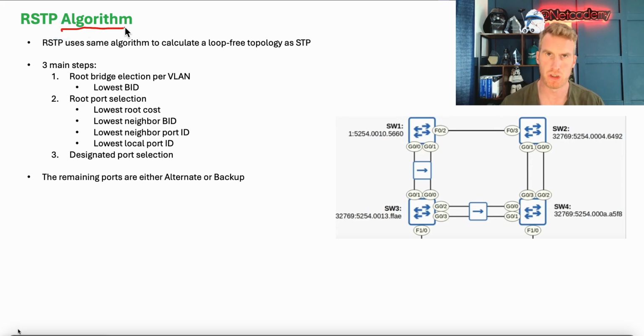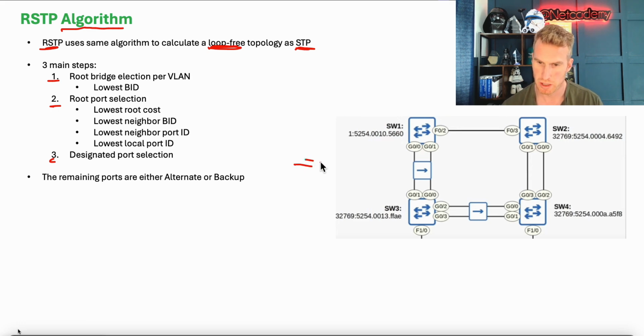Now, as I said, that tuning process to get this loop-free topology is the same as in the STP world. RSTP is using that same algorithm to get that loop-free topology. And there's 3 main steps. 1, get that root bridge. 2, get the root port. 3, elect your designated ports, and then anything else is alternate or backup.